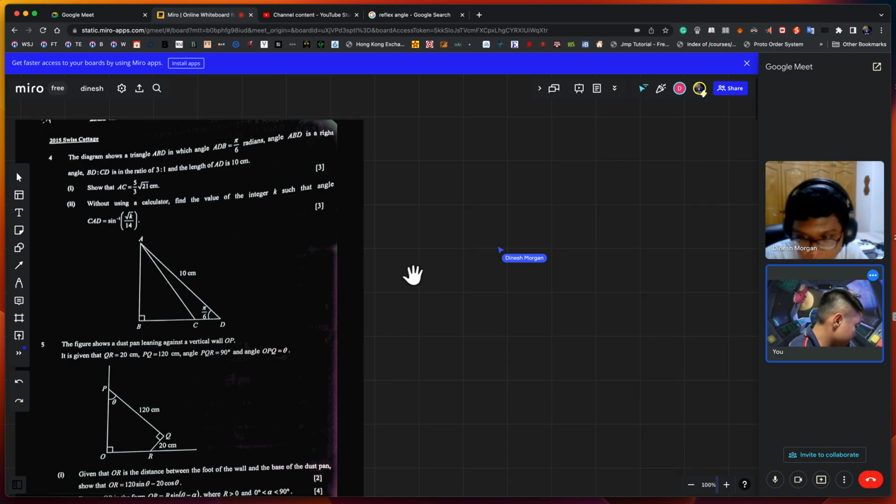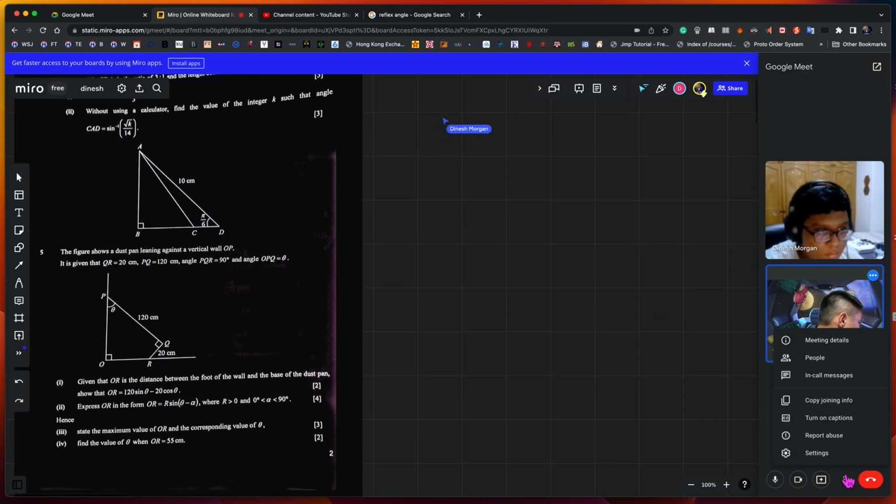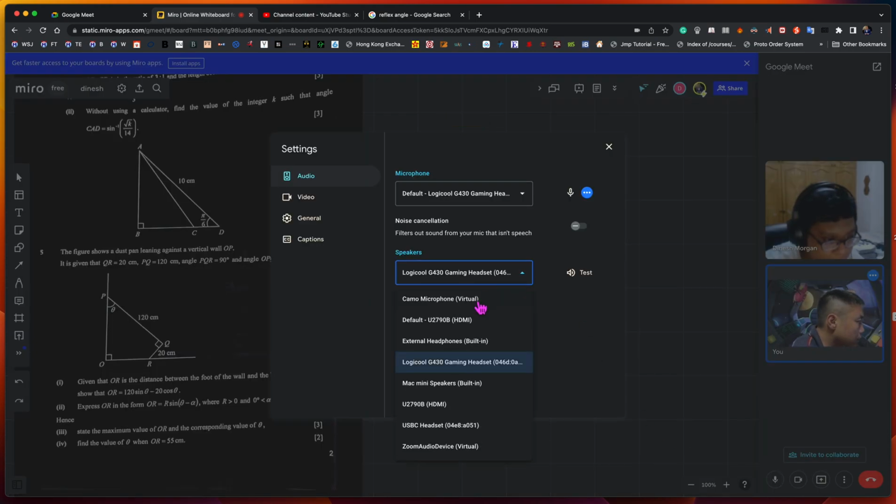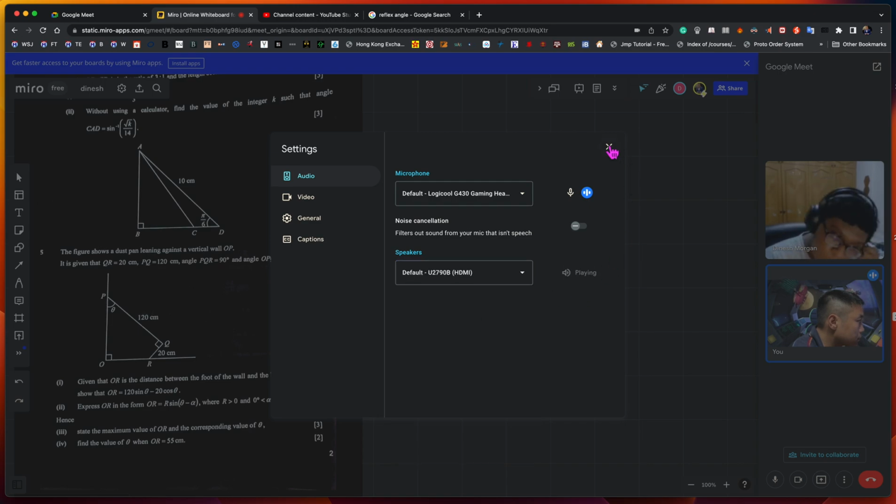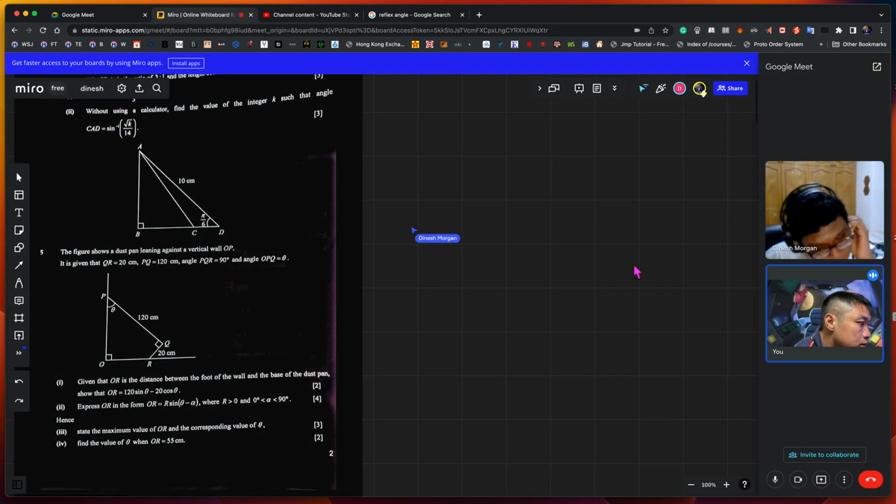Question 5 instead of 4. Question 5. OR is the distance between the floor of the wall and the base of the dustpan. OR is 120 sine 50 cosine theta. Wait, this one is not in here, right? The sine rule and cosine rule. Oh, it is.